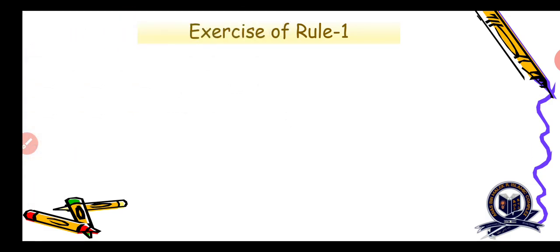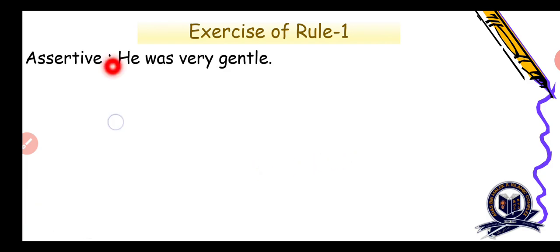Okay, exercise of rule 1. Let's see. He was very gentle. In the sentence, what is the auxiliary verb? Yes, you can see the auxiliary verb is was. And this sentence is an affirmative sentence. There is no other part in this sentence that indicates that it is negative. Okay, so we can see it is an affirmative sentence.